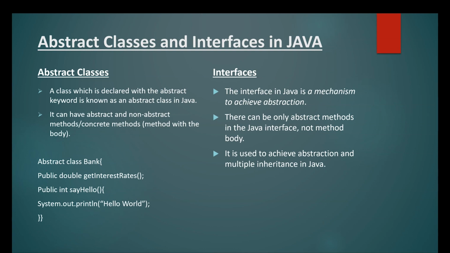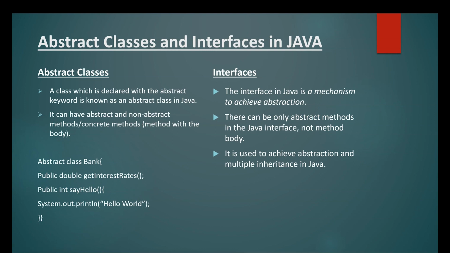So if you remember the video where I explained the concept of inheritance, I told you that multiple inheritance is possible only with the interfaces in Java. So if you have not watched that video, you can go back and watch that video. Okay. So interfaces are used to achieve abstraction as well as multiple inheritance in Java.